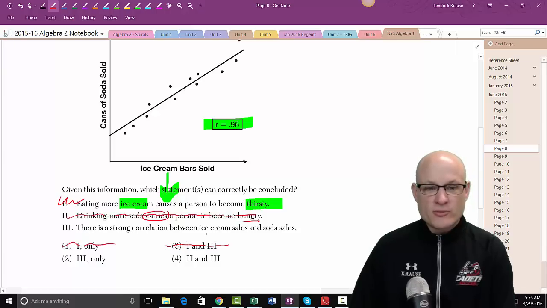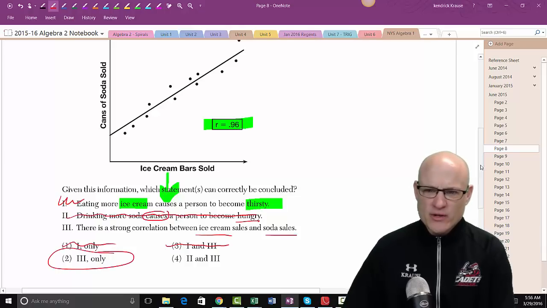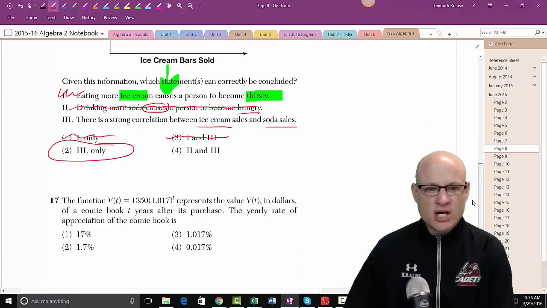There's a strong correlation between ice cream sales and soda sales. That's the only thing you can say about this: somehow there's a strong correlation, but they don't have anything to do with each other. They don't cause each other. Done.